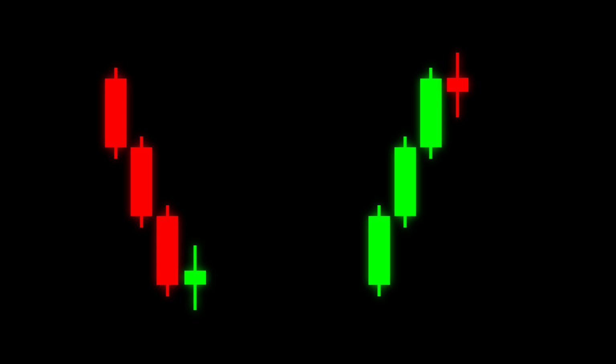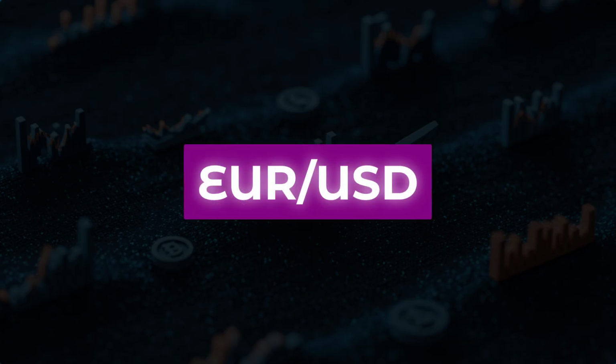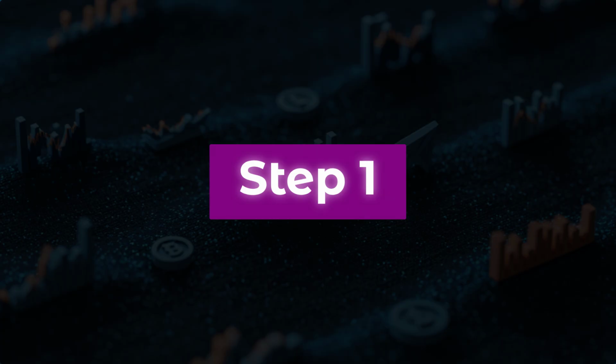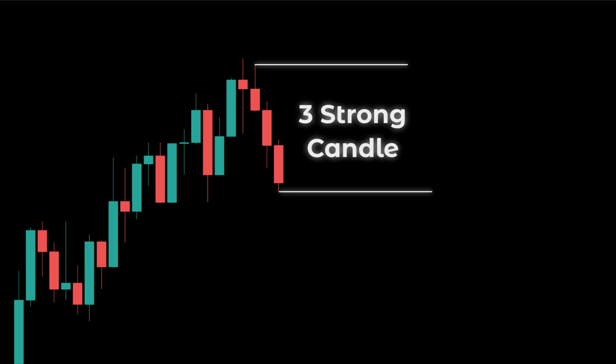Watch this carefully. This part decides whether you win or lose this trade. Let's jump into the real chart now and break this strategy down step by step. I'll use Euro USD as an example. Step 1. 3 strong consecutive candles. Step 1 is identifying the 3 strong consecutive candles.